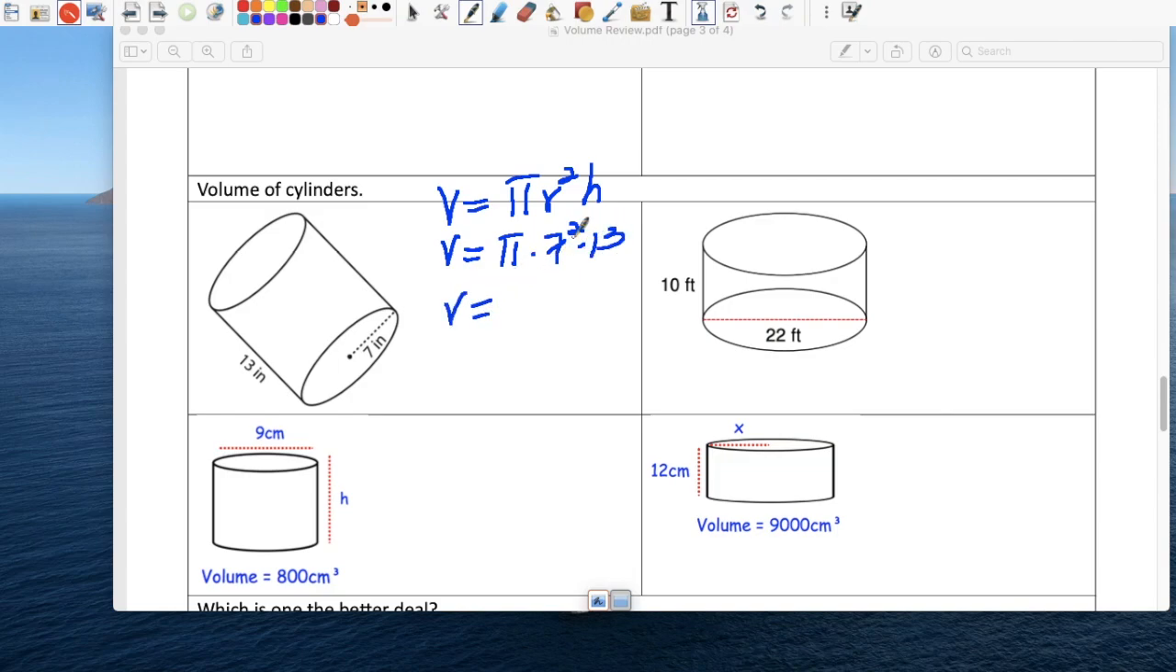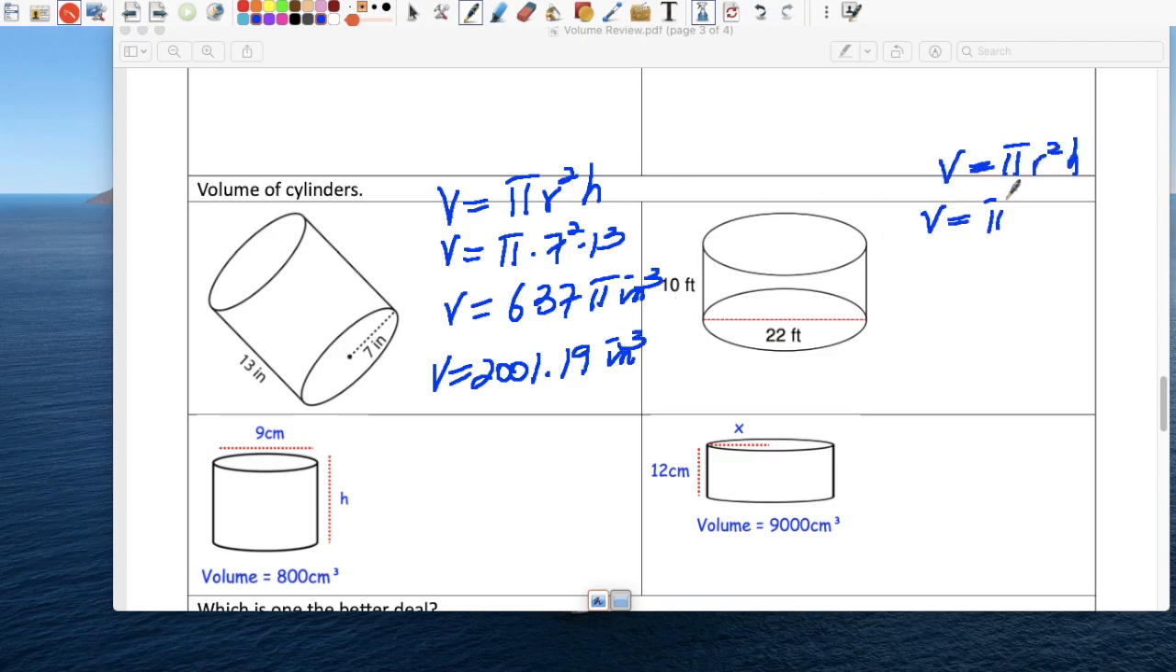Right, so 49 times 13. So 637 pi inches cubed, or 2001.19 inches cubed.